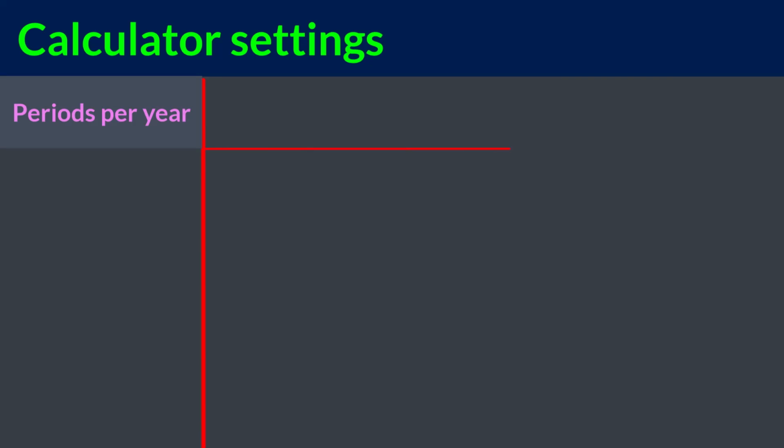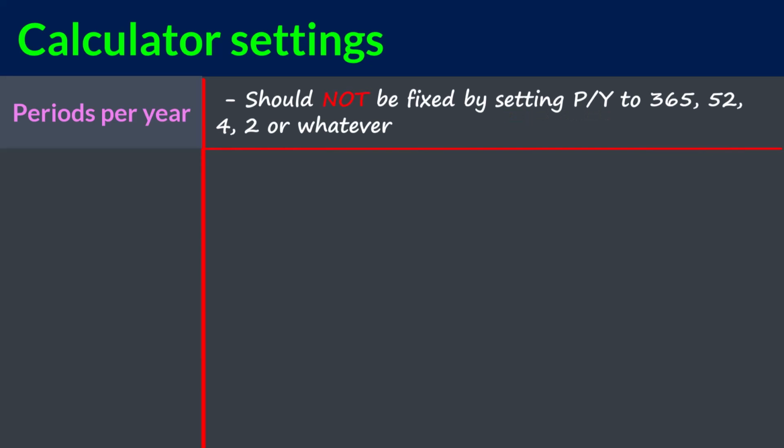Firstly, the periods per year. With the exception of the 12C, most financial calculators are delivered with a factory default setting of 12 for periods per year. This might be a good choice for personal finance situations in which mortgages or car loans are typically set up as pay monthly, compounded monthly contracts. However, the 12 per year assumption is completely unsuitable for the majority of general finance calculations, in which there might also be daily, weekly, quarterly, semi-annual, or annual compounding.